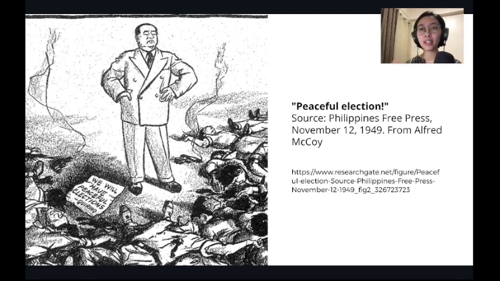So here's an image, no, related to dirty politics. This is a political cartoon from the Philippine Free Press, published on November 12, 1949, in the context of the Quirino or Elpidio Quirino's election to presidency. So peaceful election daw, pero makikita natin na ang daming election violence lalo na sa rural areas of the Philippines.